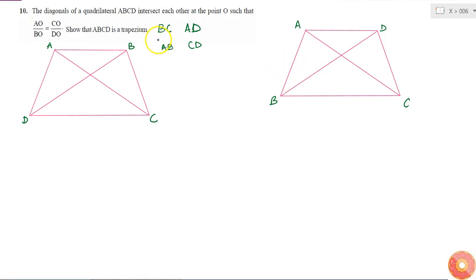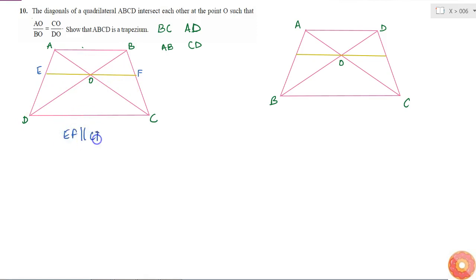Okay, so if I start here, I'm given that both diagonals intersect at O. So to show that ABCD is a trapezium, I have to show that two of its sides are parallel to each other. For that, what will I do? Here I'm trying to check whether AB is parallel to CD or not. So I'll construct a line passing through O which is parallel to CD. Here I constructed this new line EF, which is parallel to CD.